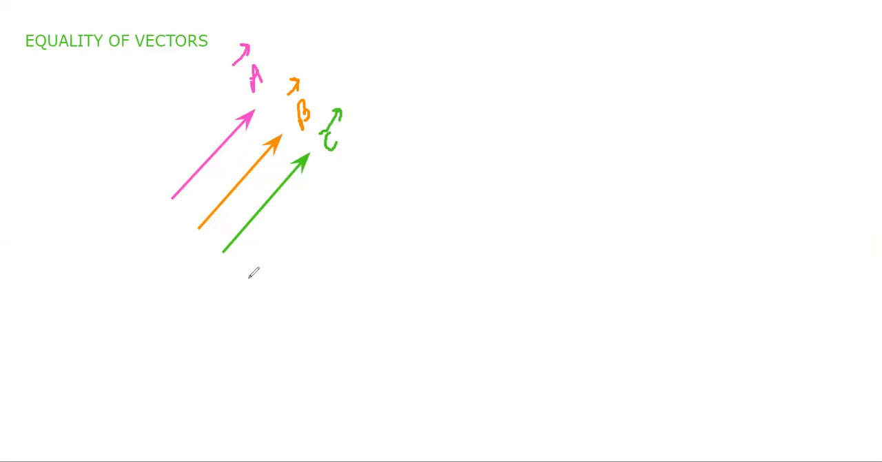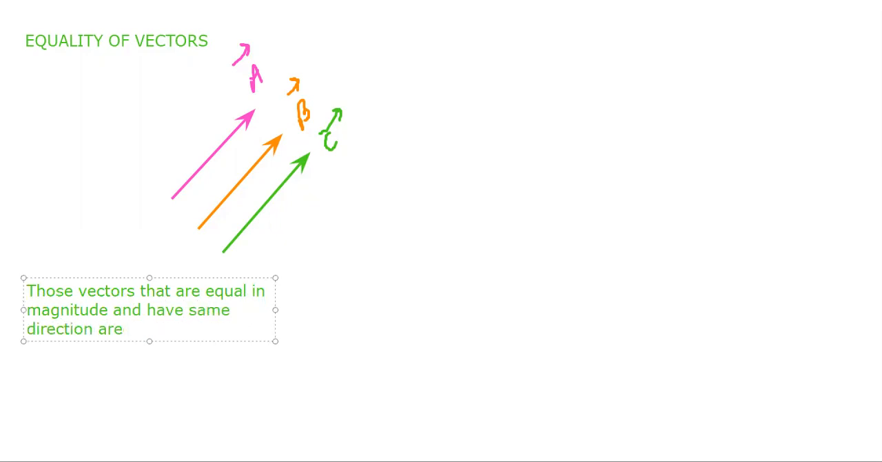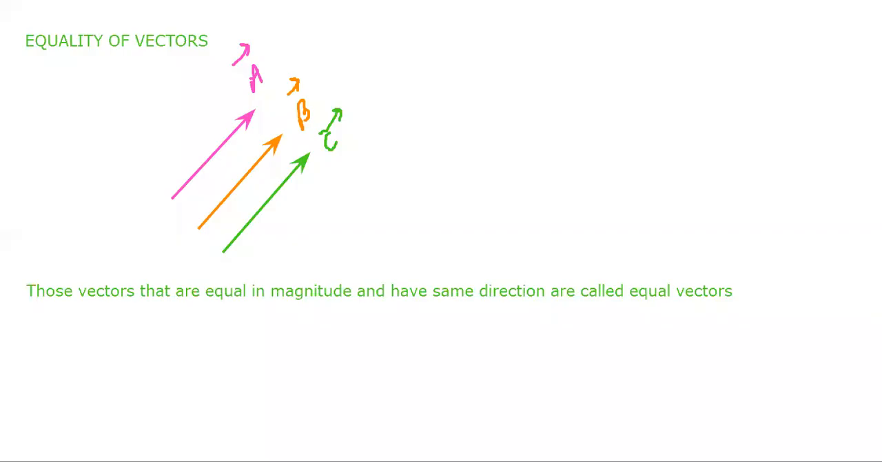So this you can write down in this topic: those vectors that are equal in magnitude and have the same direction are called equal vectors. So in this case, A vector is equal to B vector is equal to C vector. All these three vectors are equal.